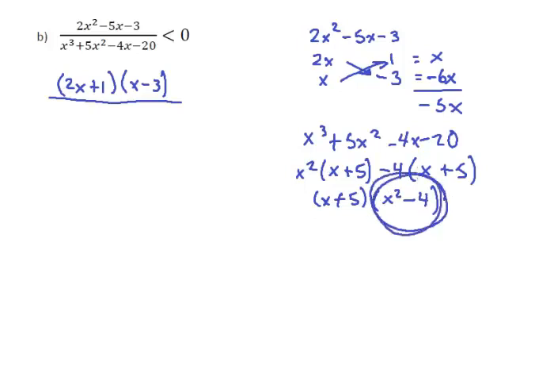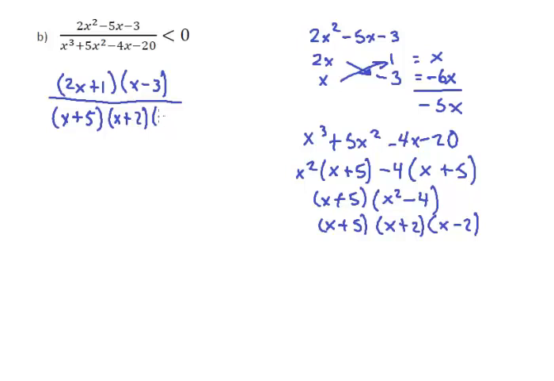Now this thing is something I can factor with difference of squares, which would lead me into an x plus 2 with an x minus 2. Okay, so it will be that x plus 5 times x plus 2 times x minus 2 less than 0. Okay, let's go. I'm going to need to find critical values and forbidden values from this.